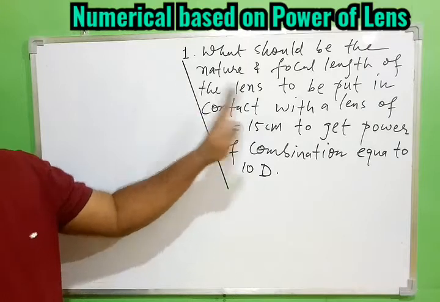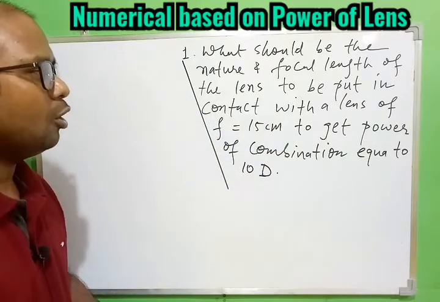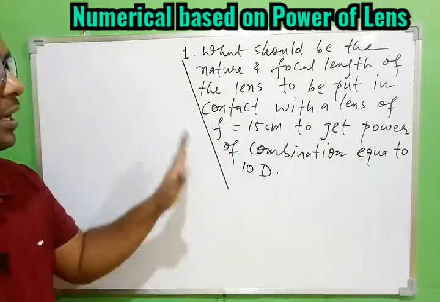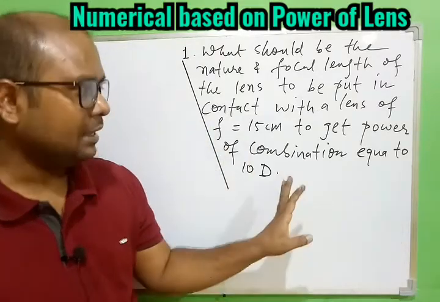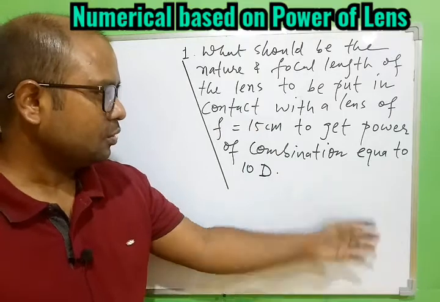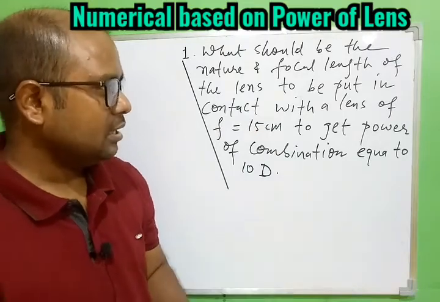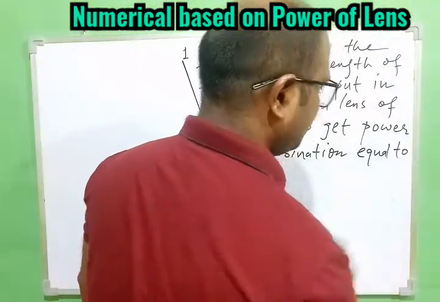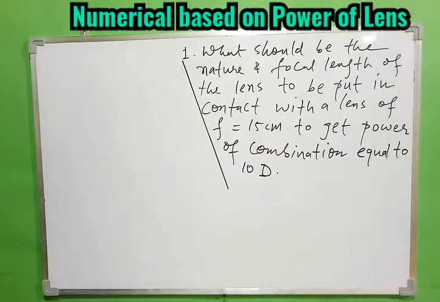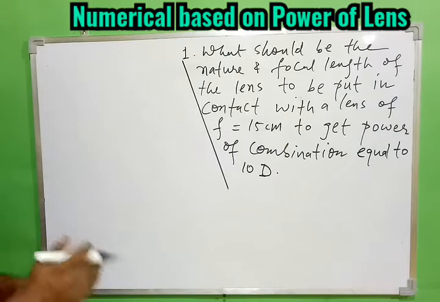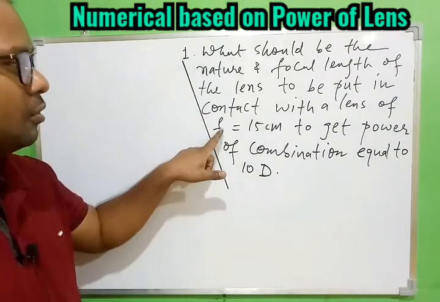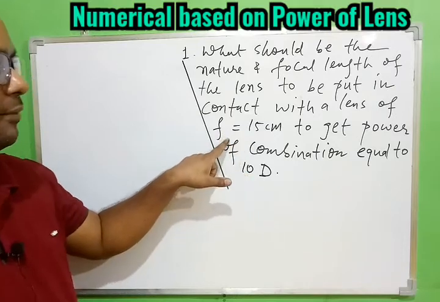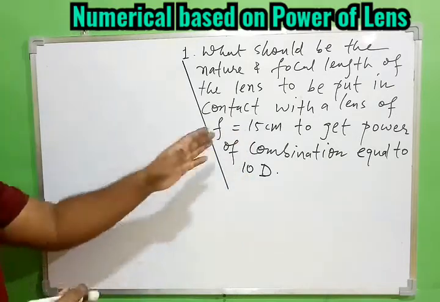It is given: what should be the nature and focal length of the lens to be put in contact with the lens of f equal to 15 centimeter to get power of combination equal to 10 diopter? So overall what is given, we don't know which type of lens is there. That is, one lens is understood, the focal length is given 15. So if it is written f = 15, it means it is positive focal length.